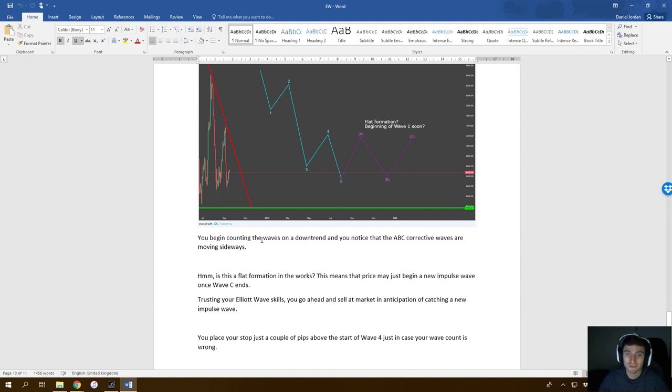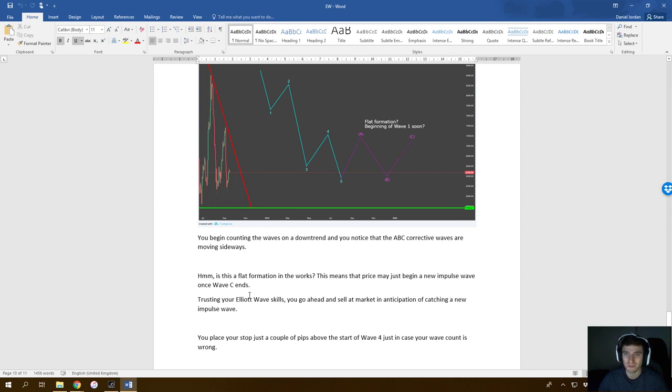So you begin counting the waves on a downtrend, and you notice that the ABC corrective waves are moving sideways, possibly forming a flat formation. Here is a flat formation in the works. I question because wave C has not come to an end. Okay, so we're imagining we're about here.